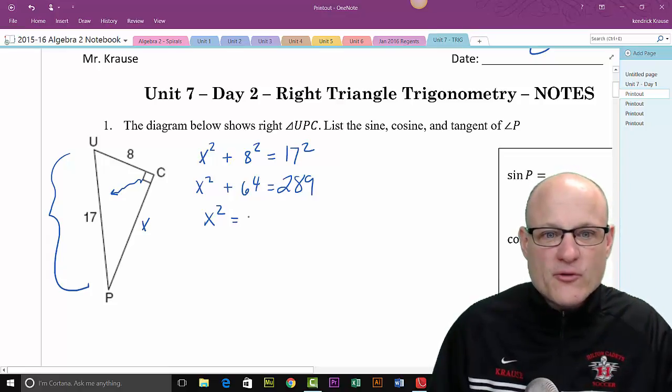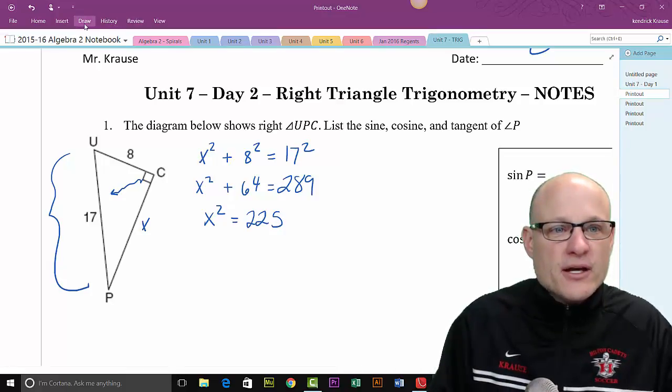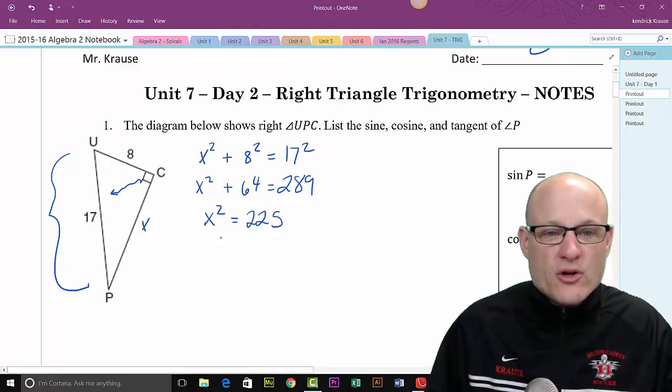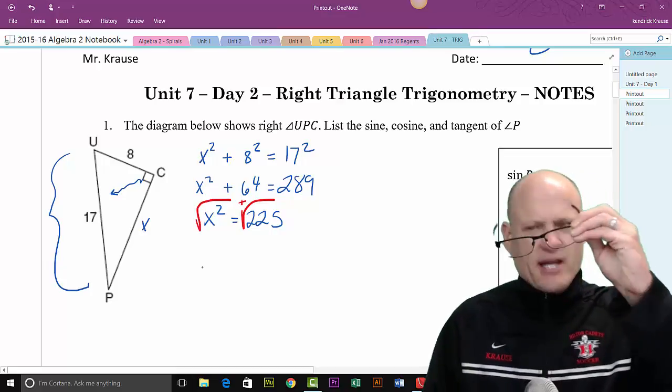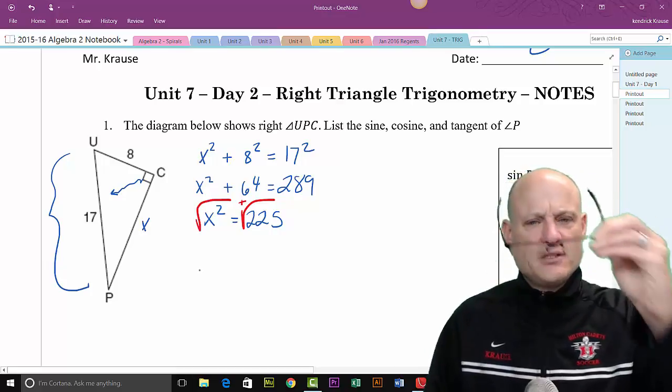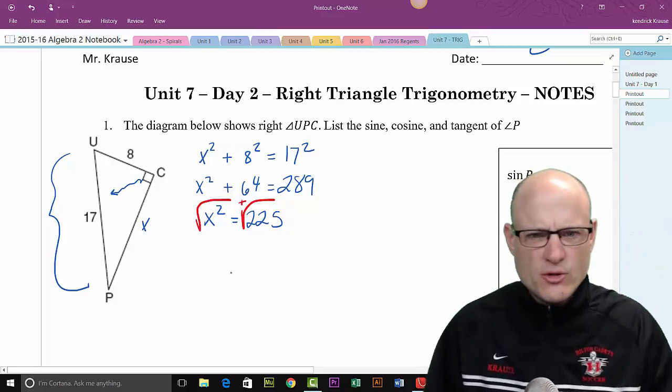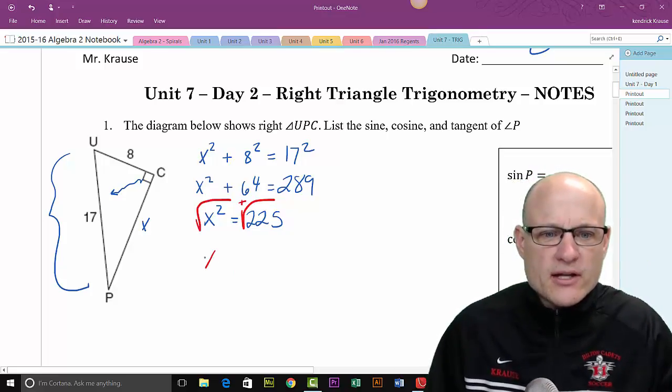If I subtract 64 from both sides, I get 225. Now if I take the square root of both sides, normally you have to put a plus or minus. But in this case, I'm not going to put the minus because it's a length, and lengths can't be negative. At least not unless you're in a black hole or something like that. So x equals 15. So let me put that on there.